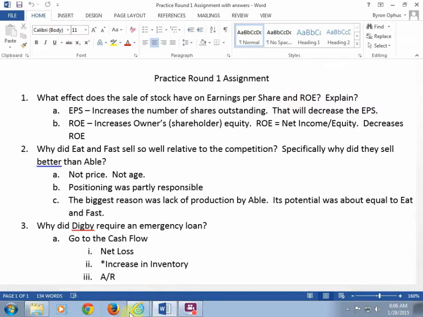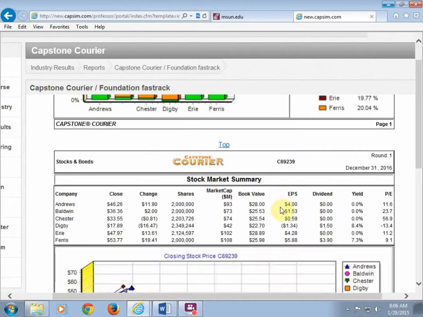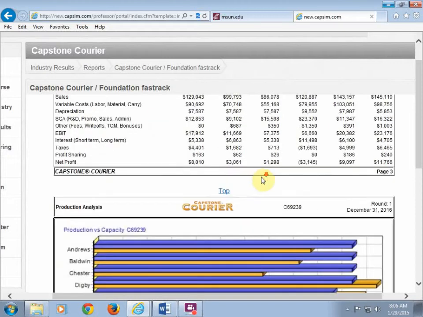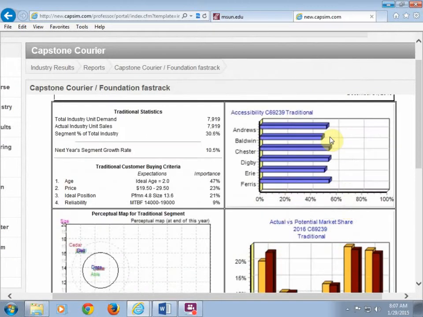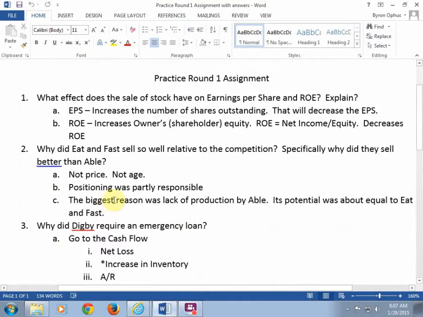If we look at the traditional segment, there it is. Here's Able, and its potential up here was just about equal, right? But it didn't make enough. Its actual was only 20%, while its potential was about 22 to 23%. Each of these competitors was able to take a little bit of advantage, not a bunch. But the important thing is that had Able made more, it would have at least reached its potential, which would have been about equal to Erie and pretty close to Ferris. So that was mainly it in a nutshell: lack of production by Able.